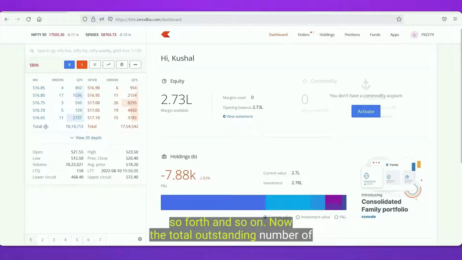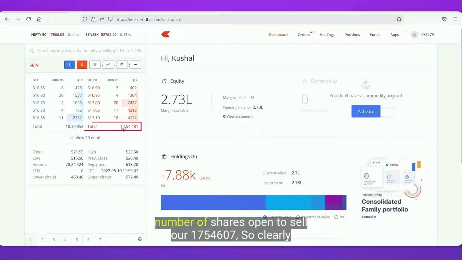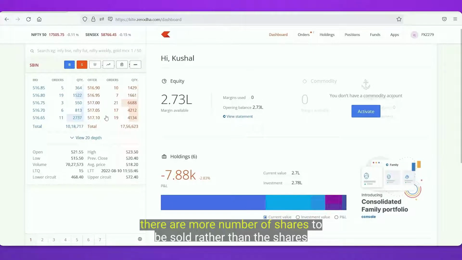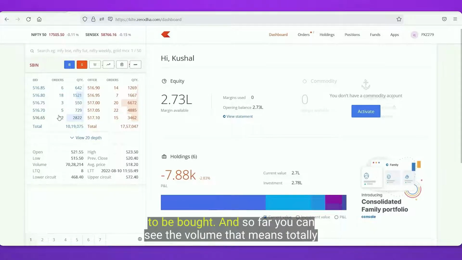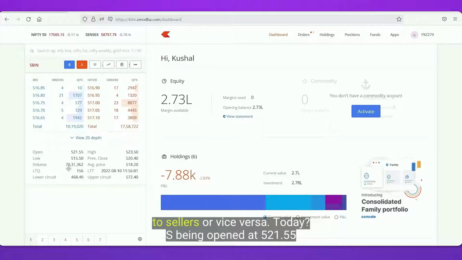Now, the total outstanding number of shares that are open to buy is 10,17,000. Similarly, the total number of shares open to sell are 17,53,000. So clearly there are more shares to be sold than shares to be bought. And so far you can see the volume, that means totally around 70 lakh shares have already been transferred from buyers to sellers or vice versa.